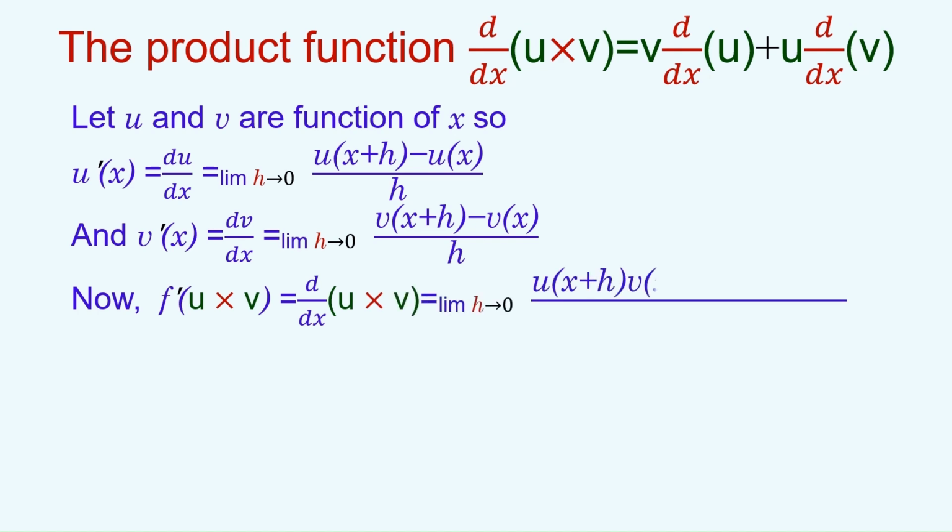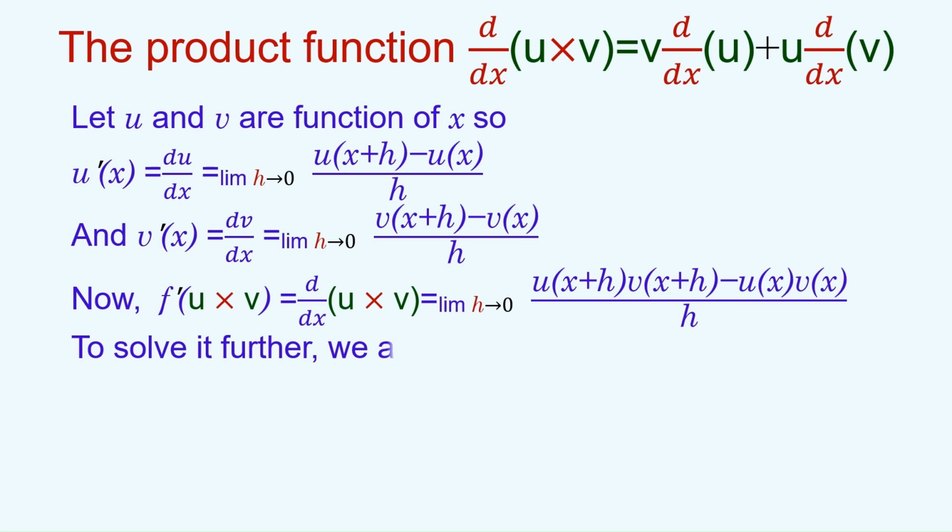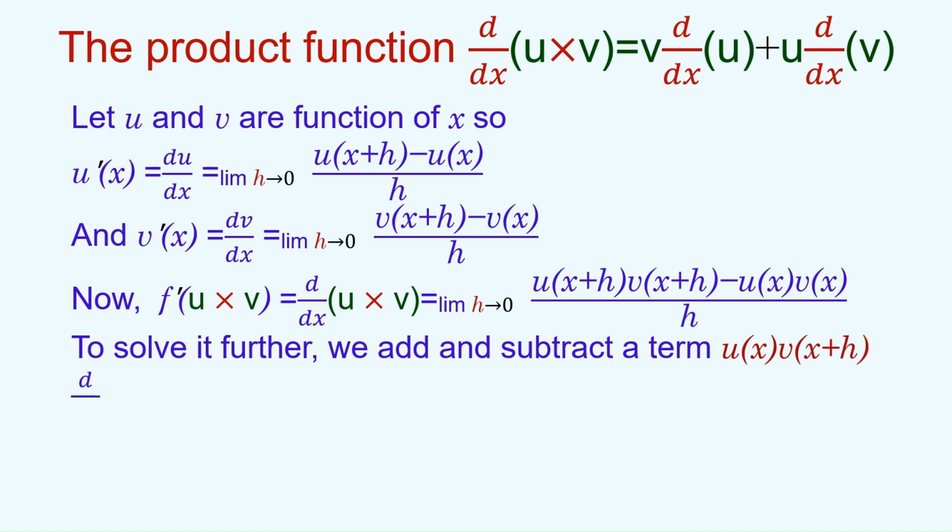Now, the derivative d/dx of u times v equals the limit as h tends to 0 of [u(x+h) v(x+h) minus u(x) v(x)] divided by h. To solve it further, we add and subtract a term u(x) times v(x+h).